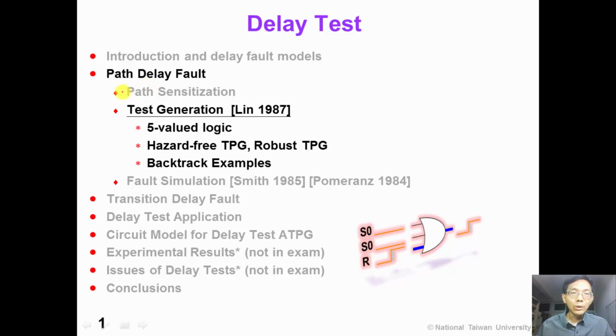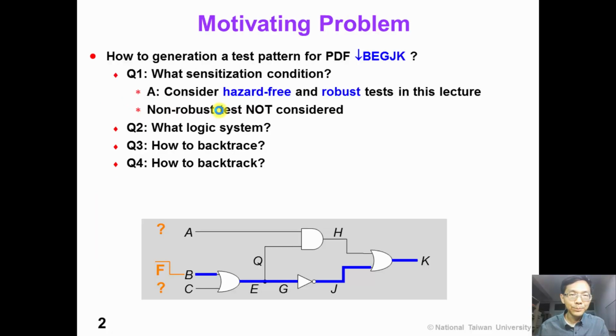In the previous video, we have learned a lot of path sensitization criterions. In this video, we are going to use this knowledge to help us generate test patterns for path delay faults. So here is a motivating problem. Given this circuit, suppose that your manager asks you to generate a test pattern to detect the path delay fault B, E, G, J, K, which is highlighted in blue color. What are you going to do?